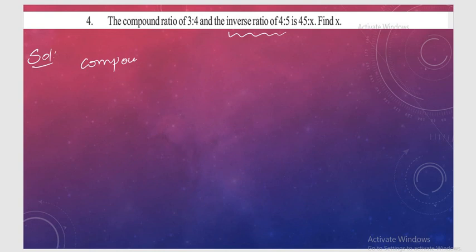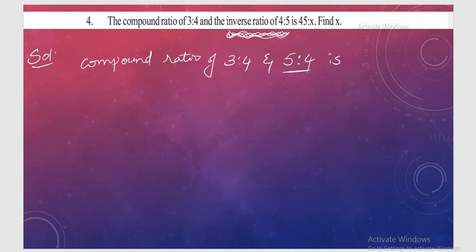So compound ratio of 3:4 and inverse ratio means we need to reciprocate it. So if he has given 4:5, then we need to consider 5:4. So remember this, inverse ratio means we need to take the reciprocal of that. That means antecedent should be taken as consequent and consequent should be taken as antecedent.